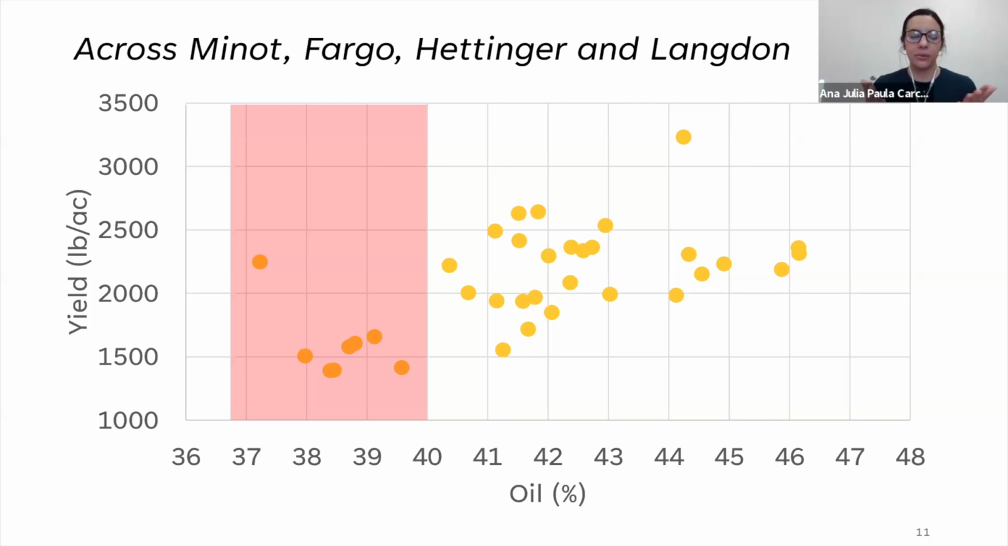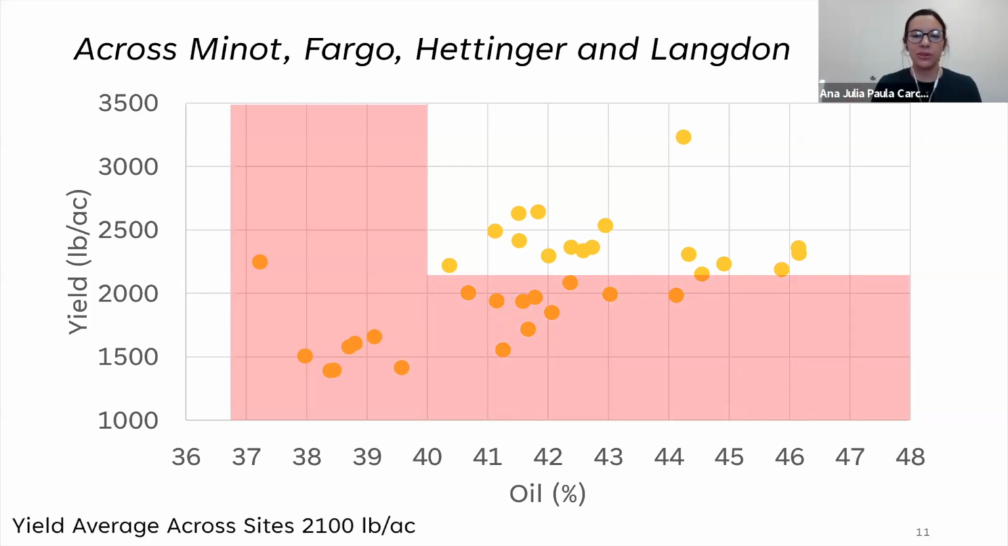So when you're using the table, what you're going to actually check is if there are significant differences, as we were mentioning. But something that is also interesting, and more so when we're seeing data that's averaged across different sites, is to see if it is above or below the average across sites. So in this case, the average across sites was 2,100 pounds per acre.